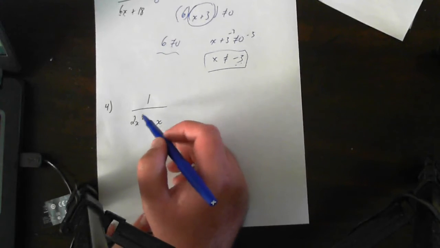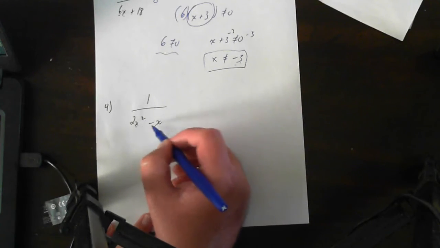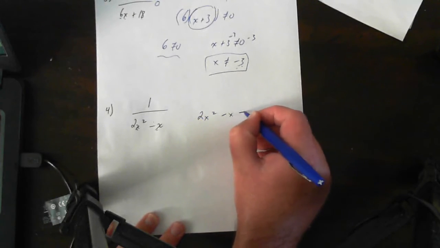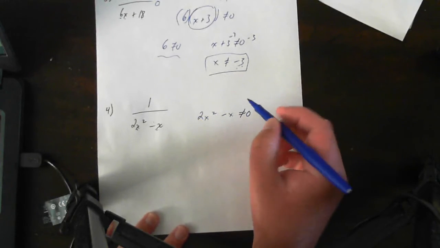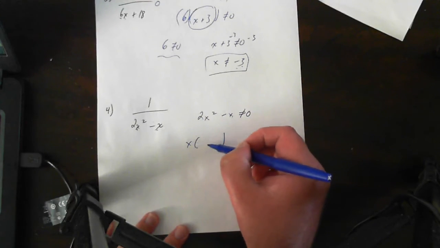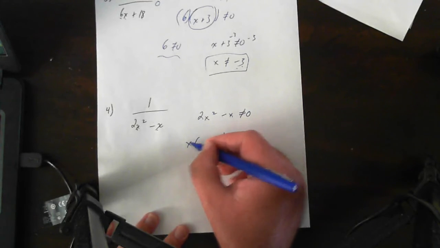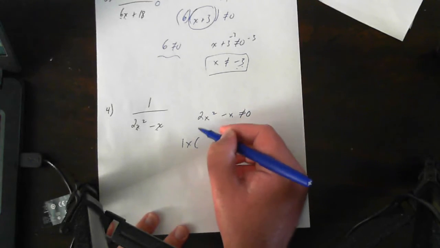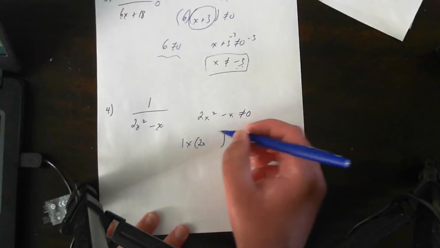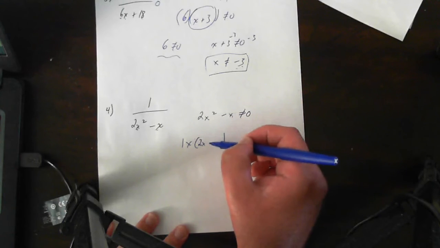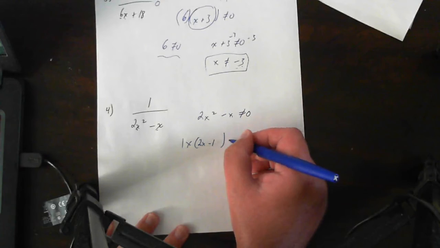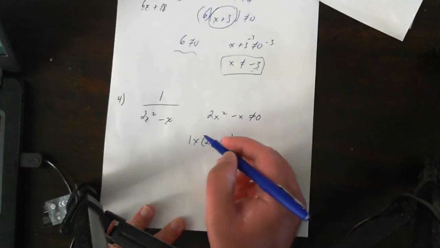Alright, last one. We notice this is a quadratic again with a common factor of x. So I can just take my 2x squared minus x, set it not equal to 0, and factor out my common factor of x. Well, x times what gives me 2x squared? You can think of this as a 1. So 1 times what gives you 2? 2. X times what gives you x squared? X. And x times what gives you negative x? Well, negative 1. Cannot equal 0.